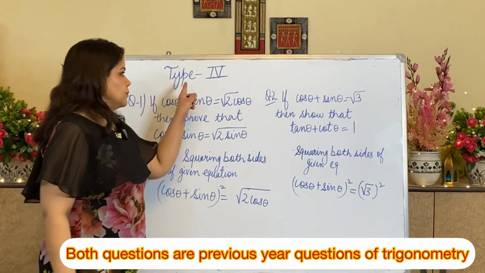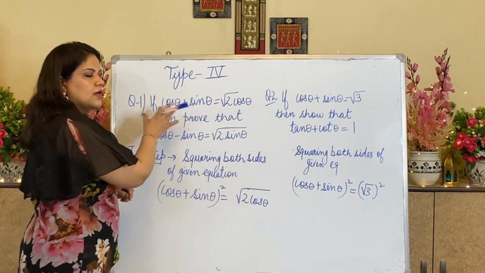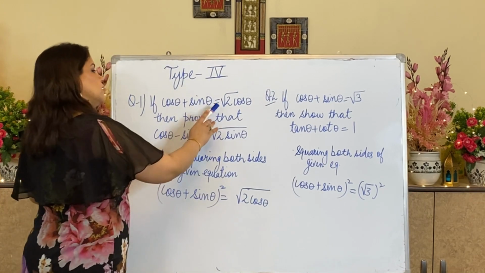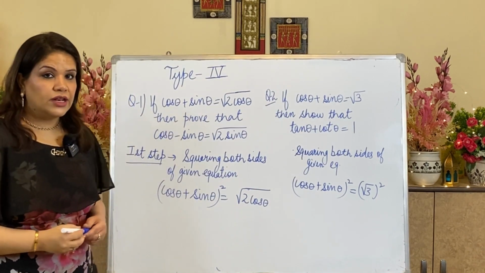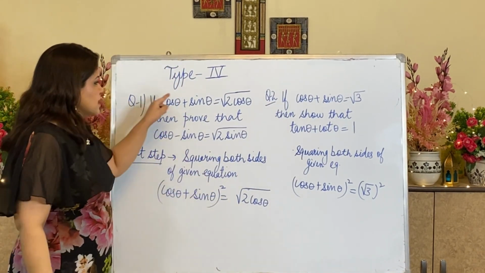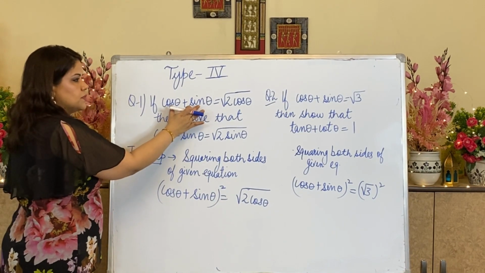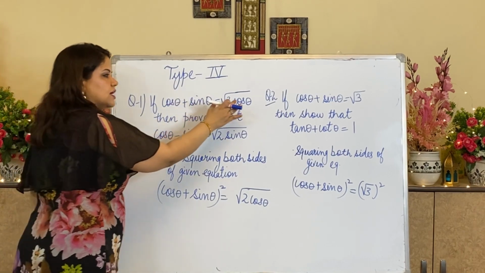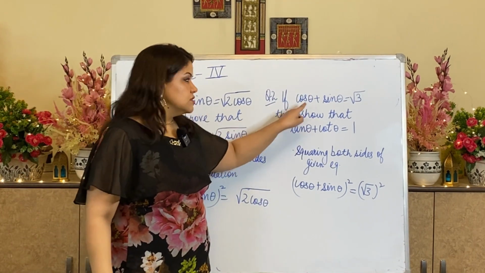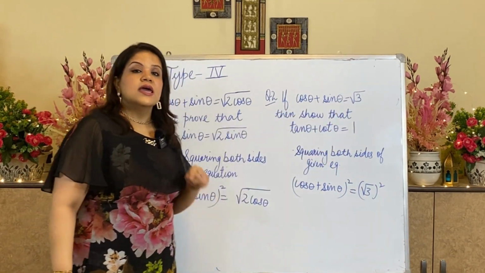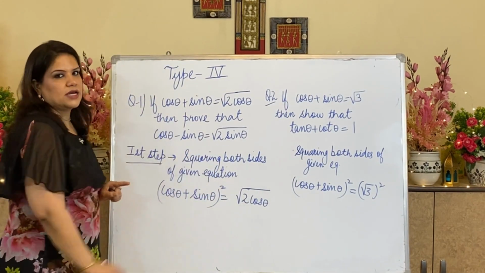Now I am taking type 4. In that type of question, you will have something in the left hand side and a square root sign on the right hand side, and they don't have any denominator. So these type of questions are something like this, where there is a left hand side term which is getting equated to the term which has the square root sign. Here also you can see cos theta plus sin theta is equal to under root 3. In such type of questions, my first step will be squaring both sides.